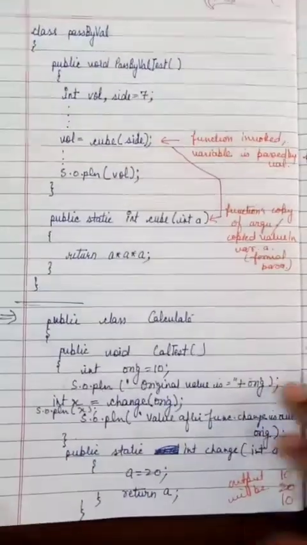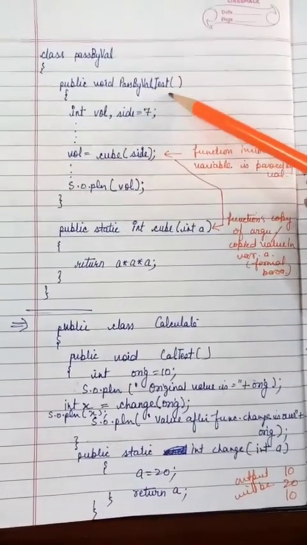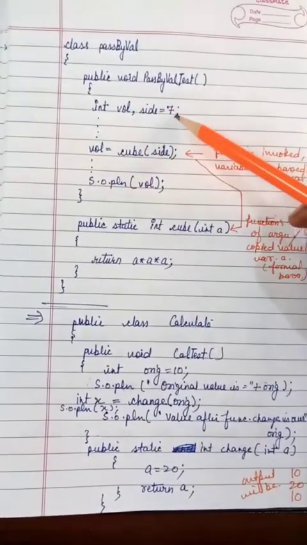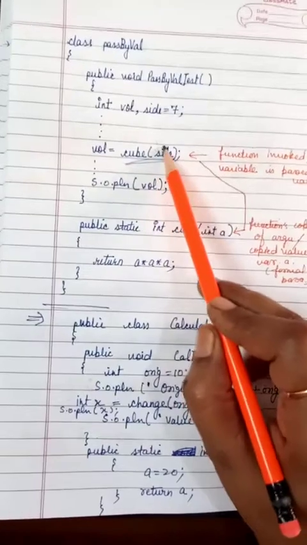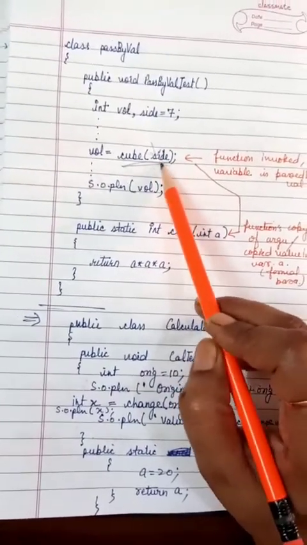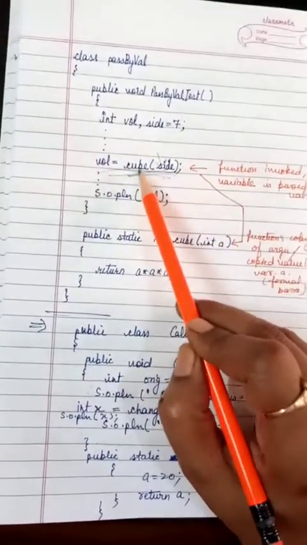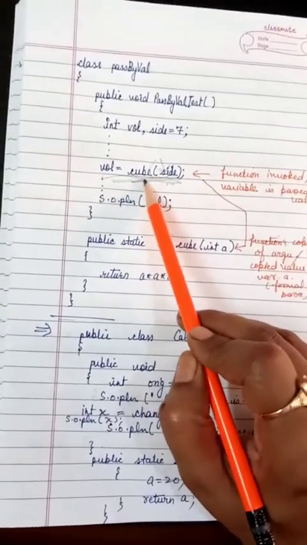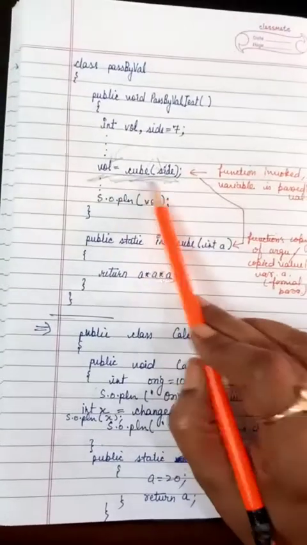Now there is an example of the pass by value, call by value method. Class PassByVal, public void passByValTest function. We have taken a variable int side with value 7. We are invoking a function cube by passing the side variable. This is the actual parameter, and this is the function call statement. This function must be returning some value, as we are catching that value within the vol variable.